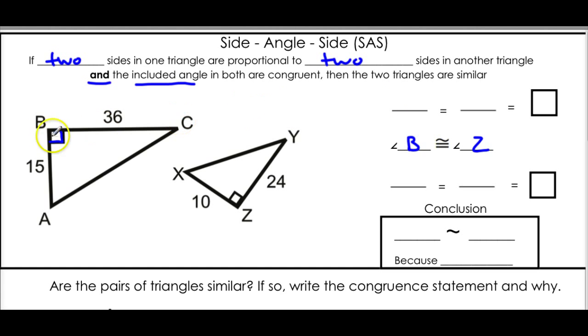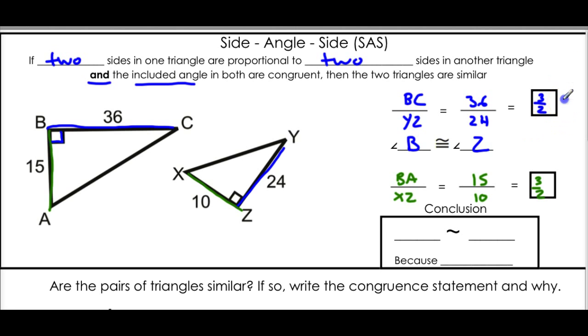So first let's start with the bigger side of both triangles. The bigger side of our first triangle is BC, and the bigger side of our other triangle is YZ. BC over YZ would be 36 over 24, which reduces to 3 halves. Now our second one would be BA. This is our smaller side. And this one would be XZ. That's our smaller side. BA over XZ is 15 over 10, which reduces to 3 over 2.